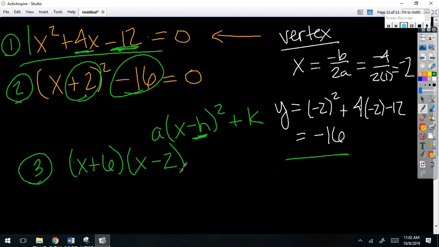What do you notice about those two things? It gives you the x-intercepts. Is that not exactly what I found before when I solved for x? 6 and 2. All of this is coming full circle is what I'm trying to get you to see.